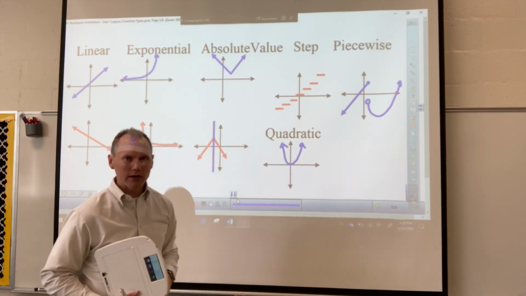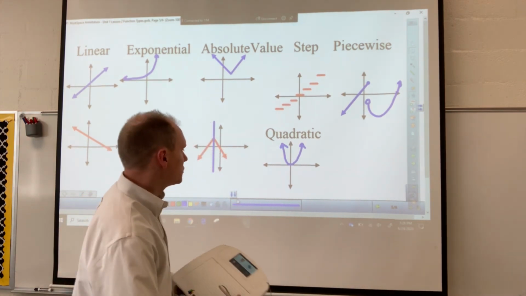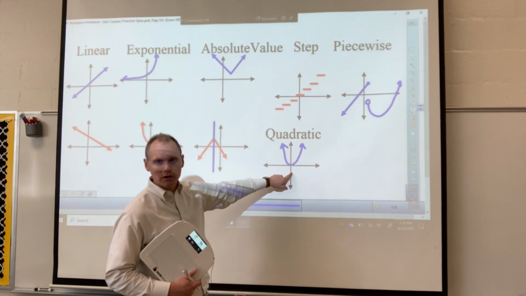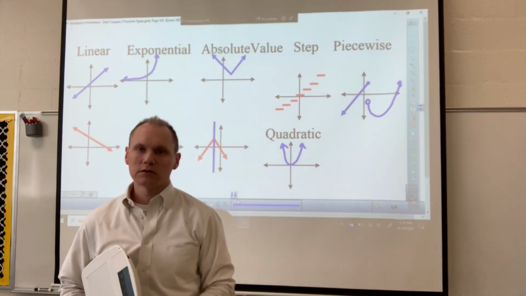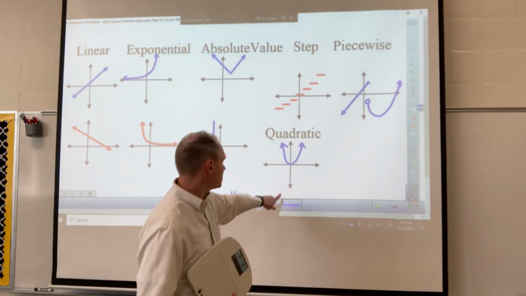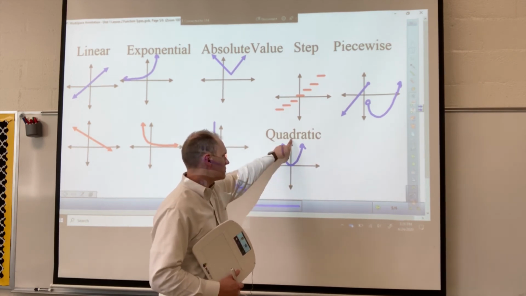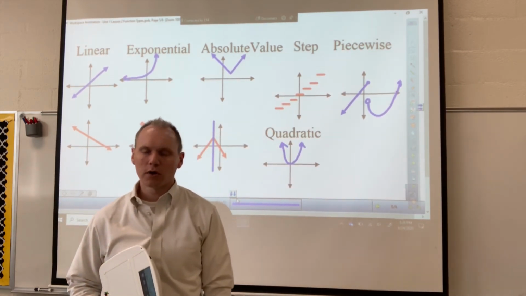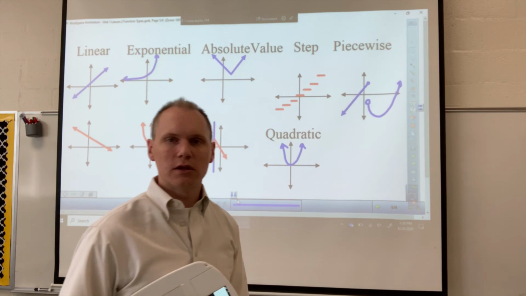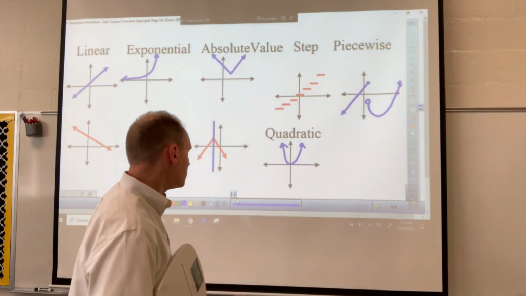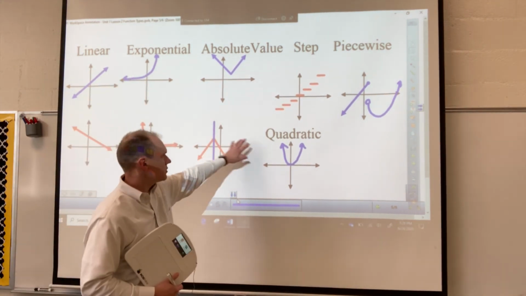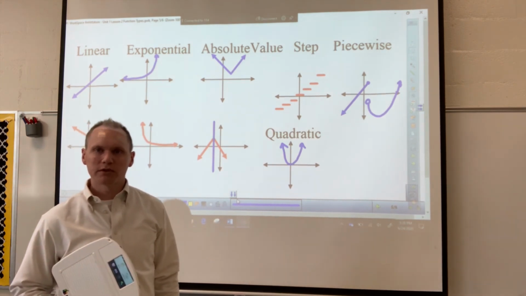So absolute value graphs are symmetric. So are quadratics, as you talked about last year. In this case, x equals 0, the y-axis here, is the axis of symmetry. So these two, absolute value and quadratic, have a lot in common in terms of symmetry.